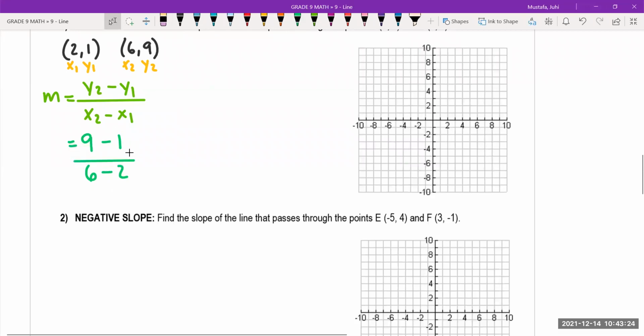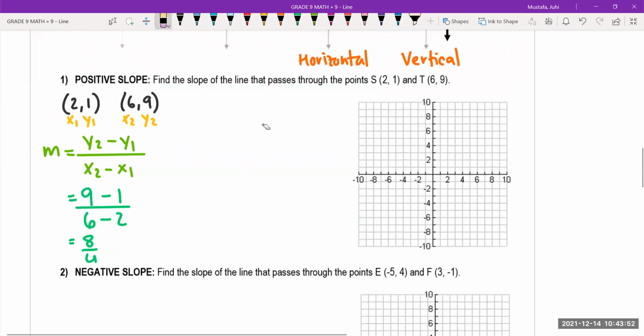Okay, now we're just going to subtract these numbers and see what we get. I'm just going to move all of this stuff up. So 9 take away 1 is 8. 6 take away 2 is 4. And this is going to be a 2. So this tells me I have a slope of positive 2. I'm just going to rewrite this up here so that you can clearly see my slope is equal to 2. So this is how you solve for slope using algebra. This is how you use math.